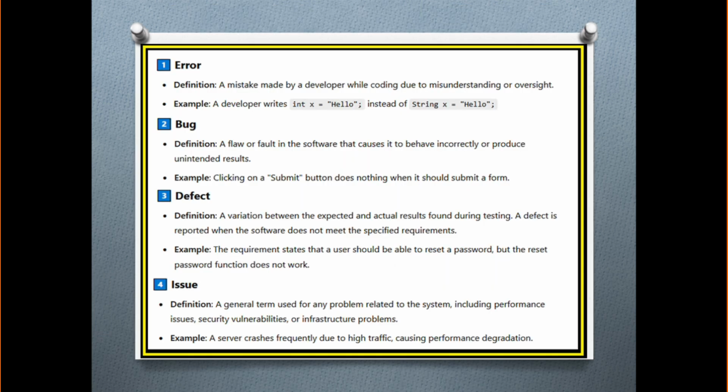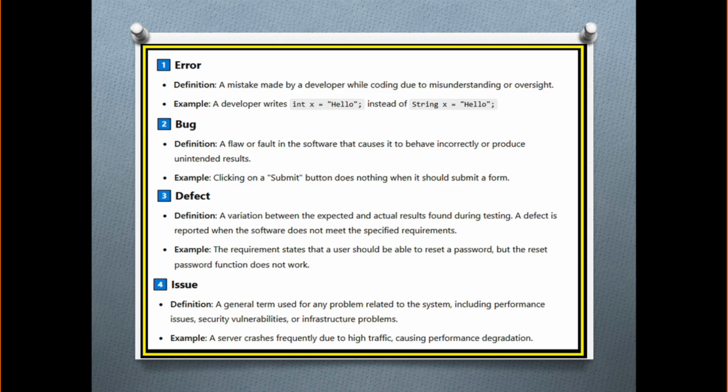So let's start. Guys, we have four terms in software development: error, bug, defect and issue. An error is, by definition, a mistake made by the developer while coding, through misunderstanding or oversight. For example, the developer writes int x equals hello, but it should be string x equals hello, because hello is a string. By mistake, or as a typo, he writes int in place of string. So this is the error.